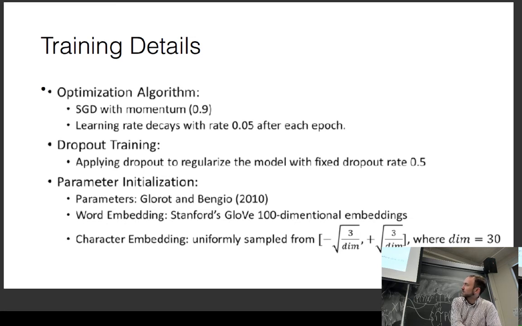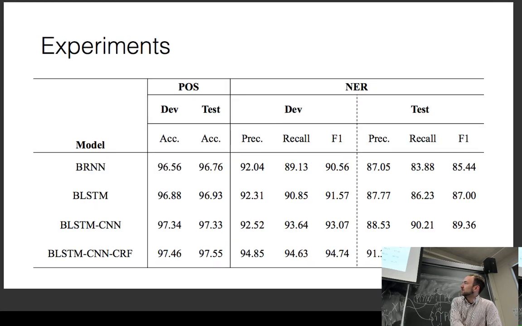I believe this paper tested different word embeddings, and the GloVe word embeddings tended to be the best, but there are new word embedding methods out now, so the newer ones might work better. So the analysis here is interesting. It's on part of speech tagging and named entity recognition.